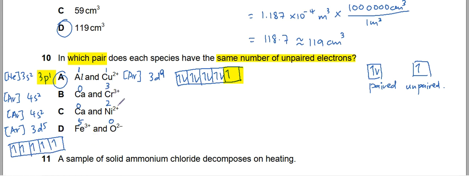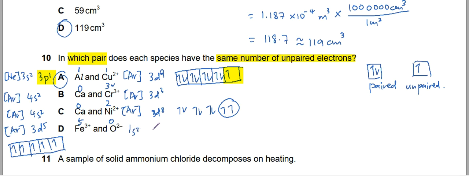For chromium, it is Ar 3d3, so 3 unpaired electrons. For nickel, it is Ar 3d8. If you do the same thing, 1 2 3 4 5 6 7 8, so 2 unpaired electrons there. Oxygen is also no unpaired electrons. So this is the idea there.